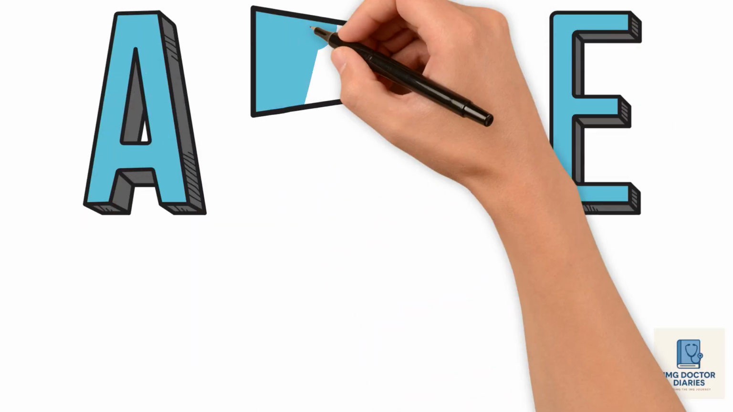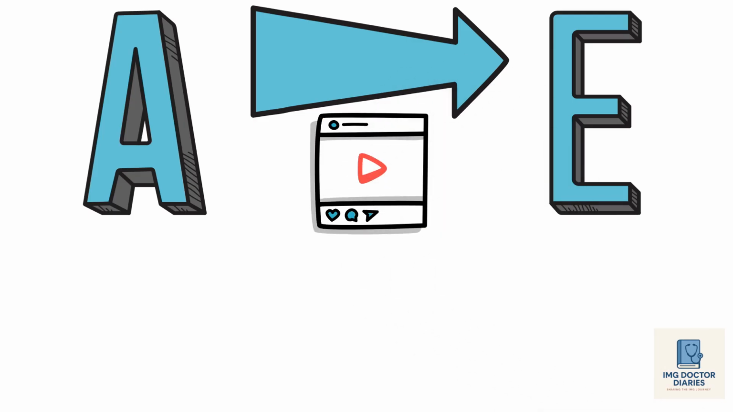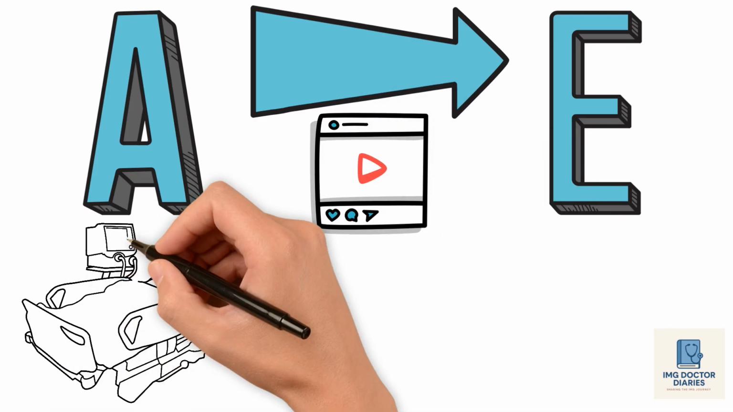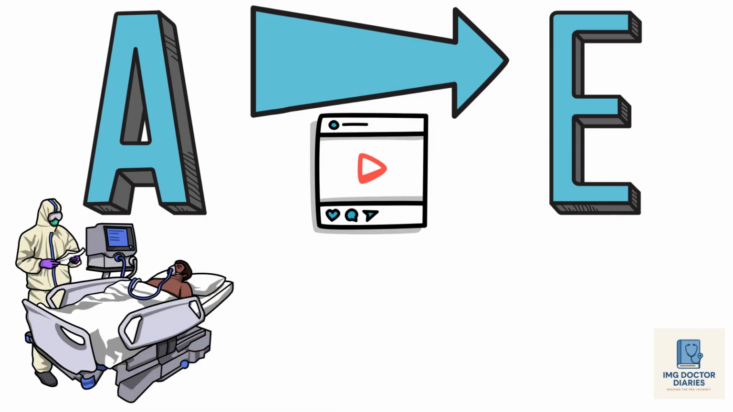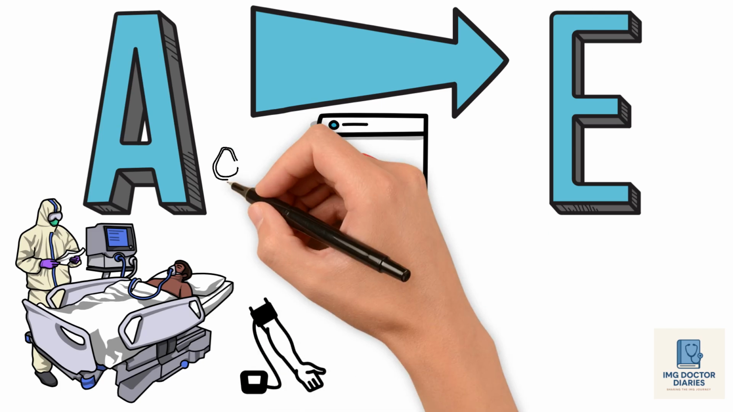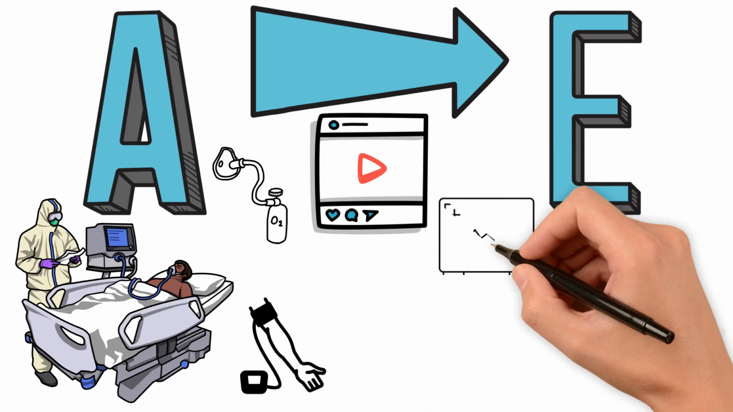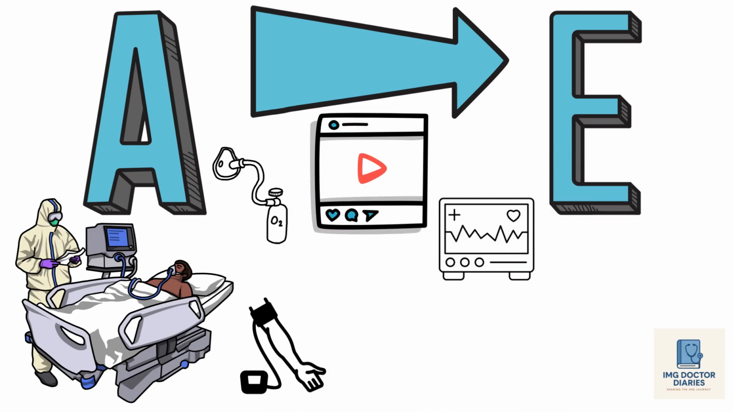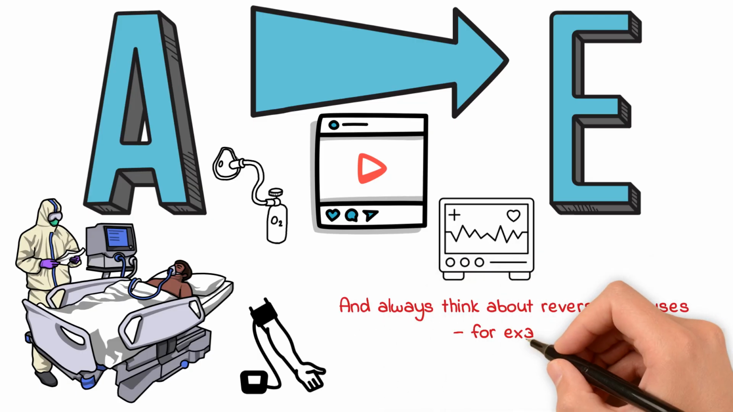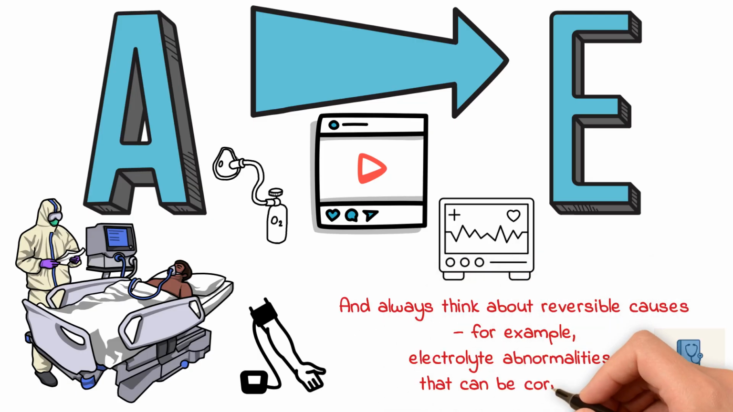I'll make a separate video going into this in detail. Give oxygen if it's appropriate and get IV access early. Attach the patient to continuous monitoring: ECG, blood pressure, oxygen saturation. Record a 12-lead ECG as soon as possible. And always think about reversible causes, for example, electrolyte abnormalities that can be corrected.